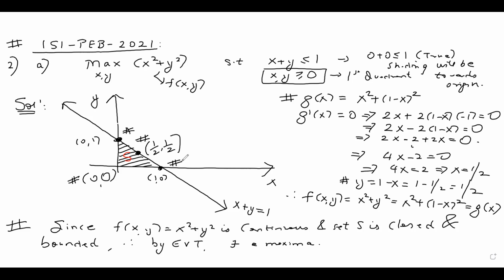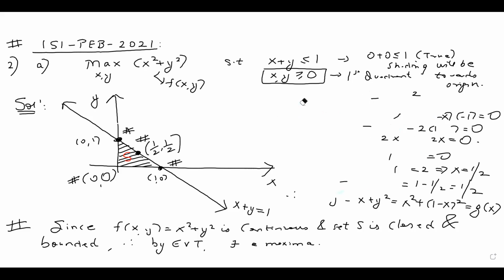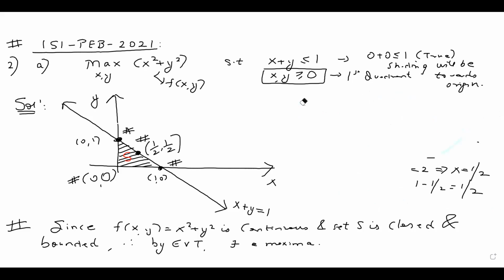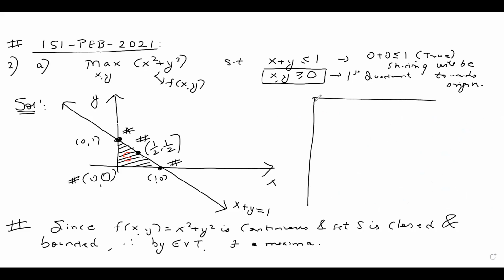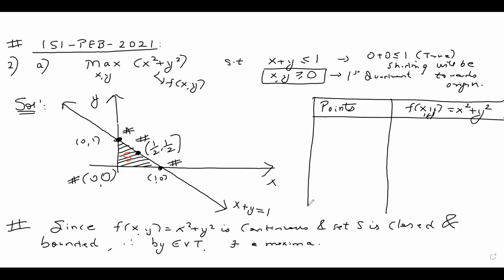Okay, so hoping all students have understood. So now our job becomes very easy. I erase all this off. And now we can draw a table where we evaluate the function at these values. So we have the points and we have f of xy equal to x square plus y square. So our points are 0, 0, 0, 1, 1, 0 and half, half.